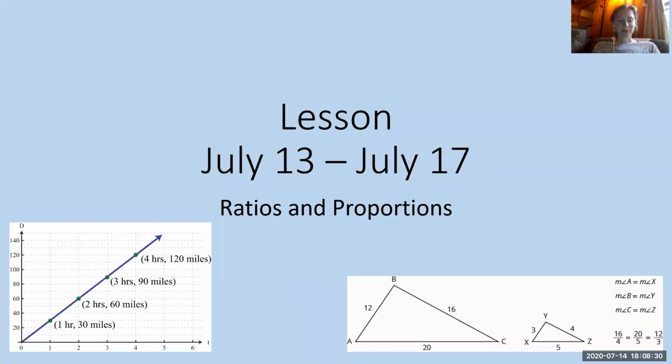Hello, everybody, and welcome to this week's lesson. This week, we're continuing our work on ratios and proportions.